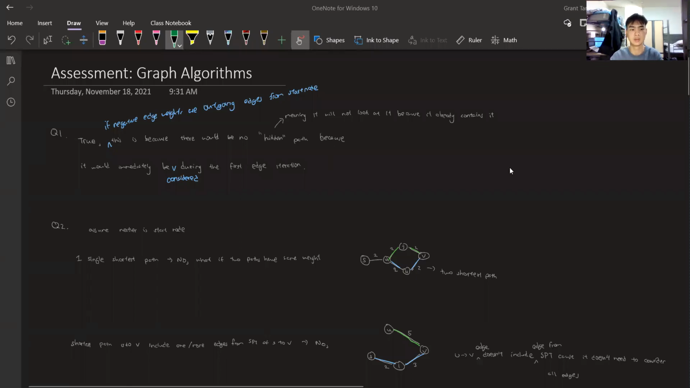Assessment graph algorithms. For question 1, my answer was true. Dijkstra's algorithm would not work when the negative edge weights are hidden paths. However, if the negative edge weights are outgoing edges from the start node, that means that during the first iteration, it would immediately be considered. Therefore, Dijkstra's algorithm would still work.